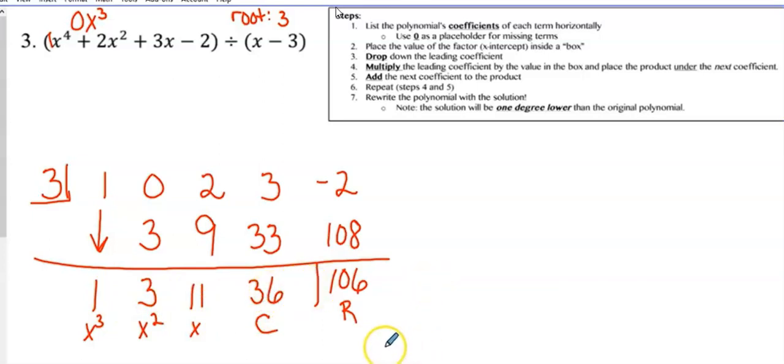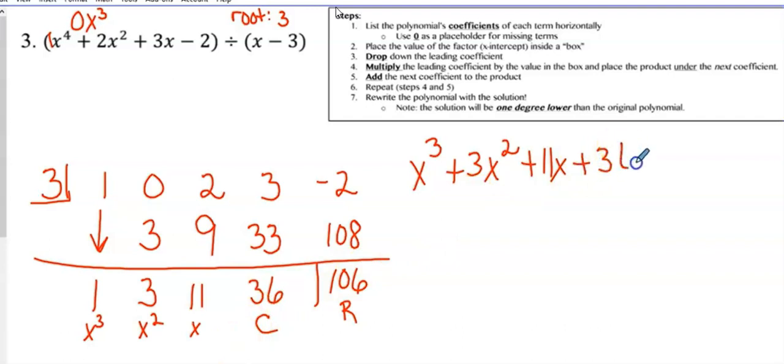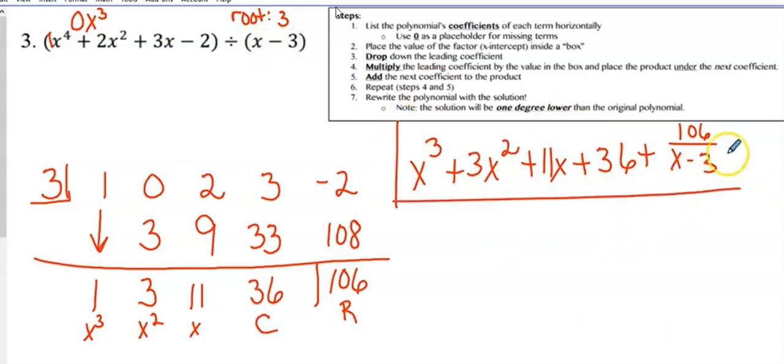Okay, so I'm going to start here. 1x cubed, I would just write that x cubed. Plus 3x squared plus 11x plus 36. And my remainder, plus 106 over this right here, x minus 3. Okay, so that's the answer. Again, the 3, 1 lower than the 4.